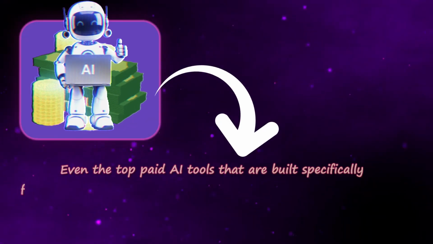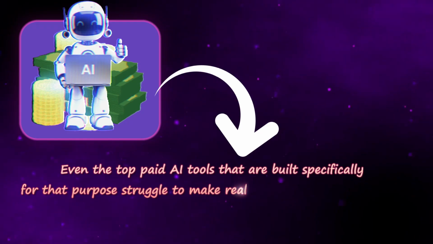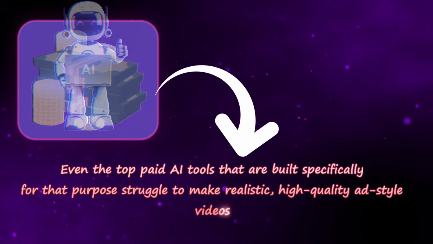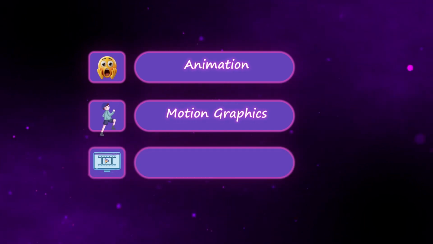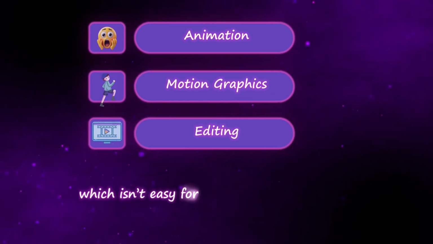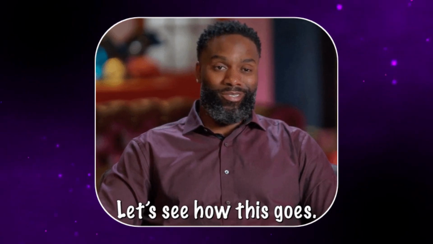I know, creating video ads is usually the toughest challenge. Even the top paid AI tools that are built specifically for that purpose struggle to make realistic, high-quality ad-style videos. They need complex animation, polished motion graphics, and a lot of detailed editing, which isn't easy for most AI tools to pull off. But why not put HeyGen to the test? Let's see how it handles it.